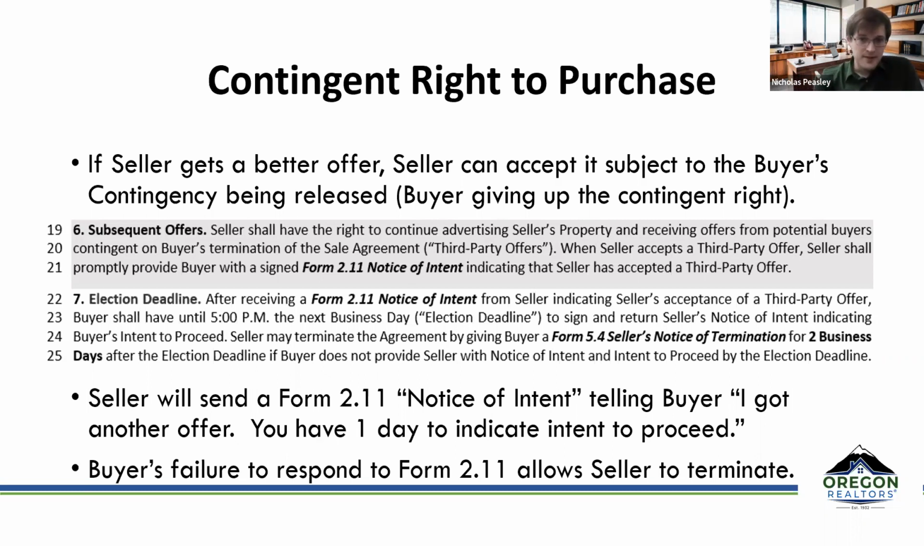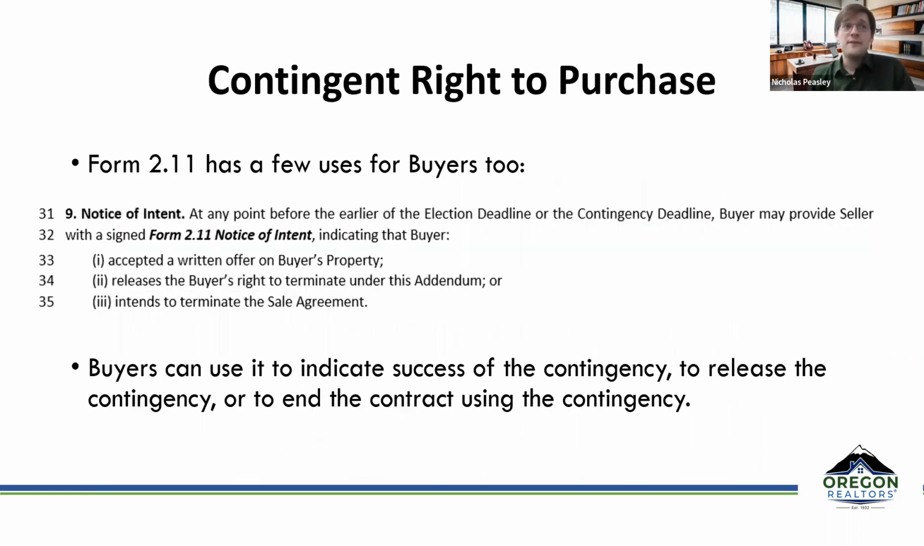Let's see. Buyer's failure to respond allows the seller to terminate. Form 2.11 is the Notice of Intent. We'll get to it. It has a couple of other uses that the buyers have on this one. The Notice of Intent is Form 2.11. It can be used by sellers to say, buyer, fish or cut bait, like move on. Or the buyer can simply use it to say one of three things has happened.